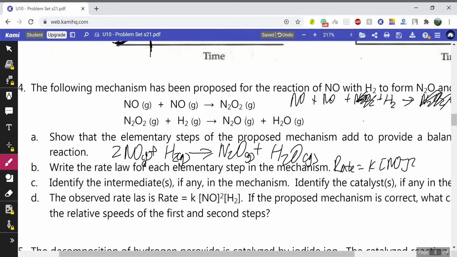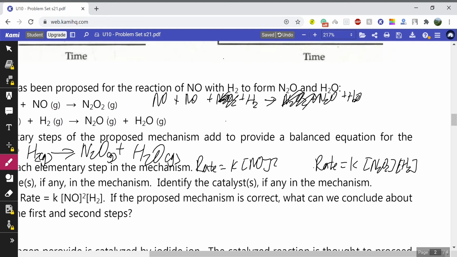Identify the intermediates. We just did. It's N2O2. And identify catalyst. No catalyst. And our only intermediate is N2O2.